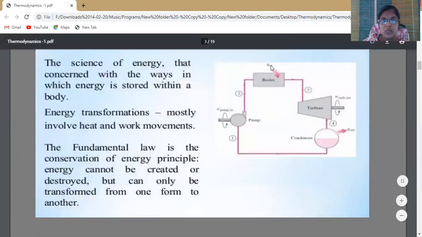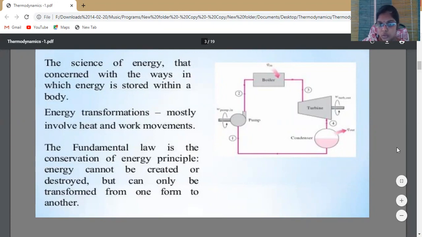So here is thermodynamics. What is thermodynamics? The science of energy that is concerned with the ways in which energy is stored within a body. Energy is stored within the body of a system. Energy transformations mostly involve heat and work movements. At the fundamental level lies the conservation of energy principle. As I already told, energy cannot be created or destroyed, but it can only be transferred from one form to another form.